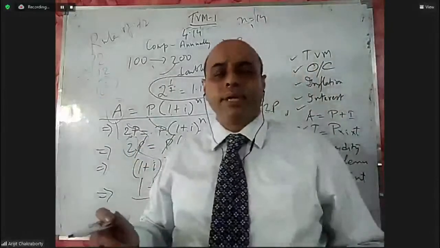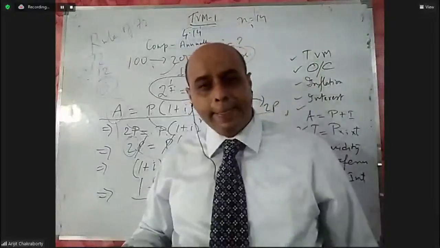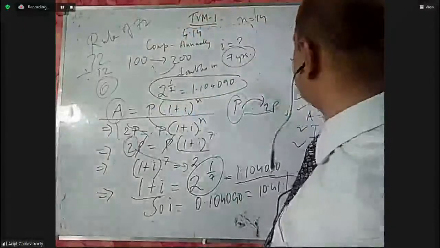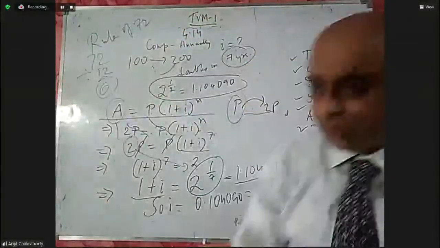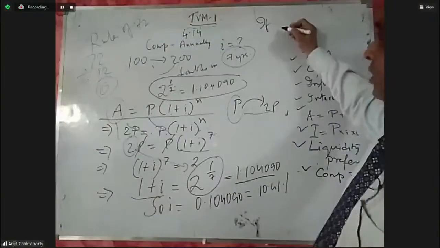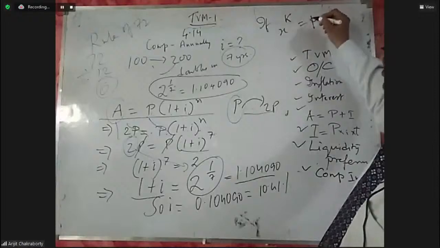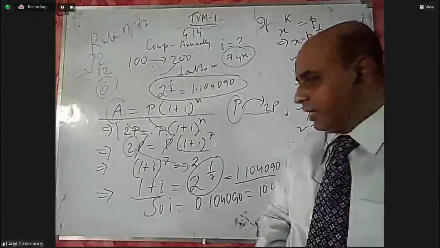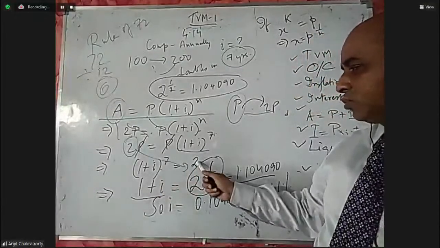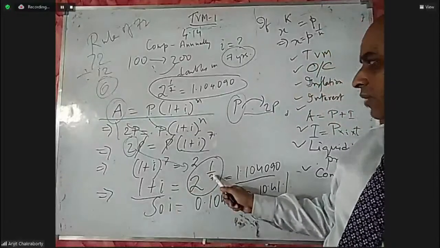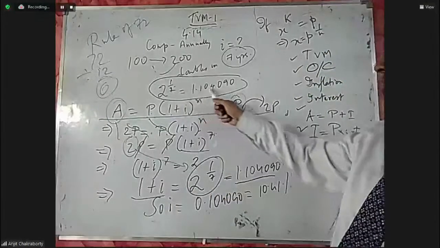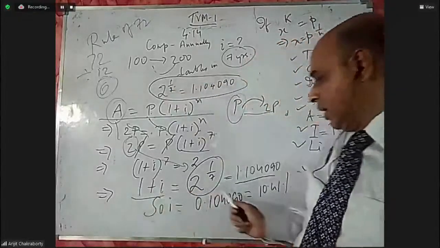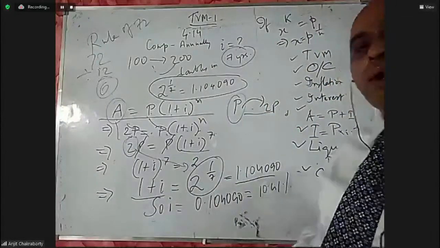But now comes the application of indices, which you have learned already. So you know that, let me write it here, if x to the power k is equal to p, then x is equal to p to the power 1 by k. As simple as that. So if 1 plus i to the power 7 is 2, then 1 plus i will be 2 to the power 1 by 7. The value is given clearly in the problem. So I put the value here, and by deducting 1, I get i as 10.41%.